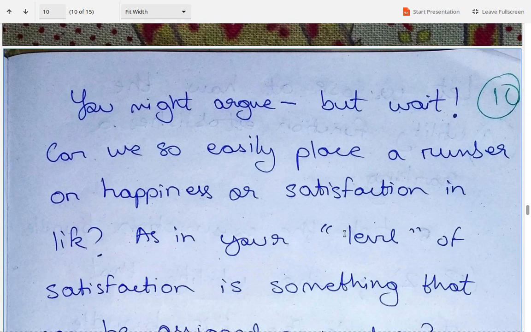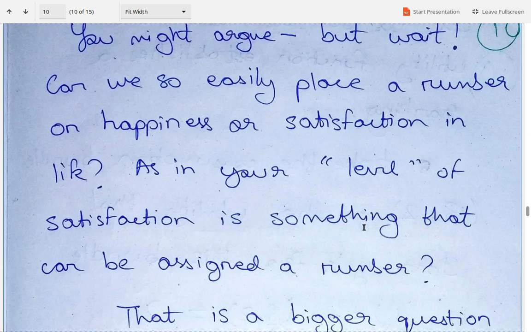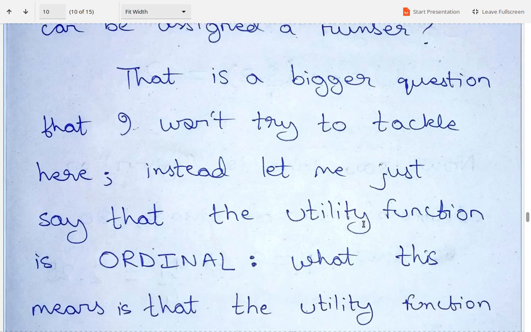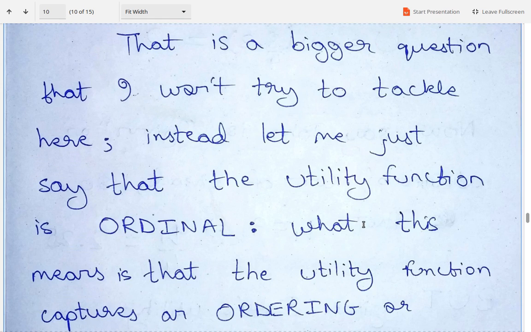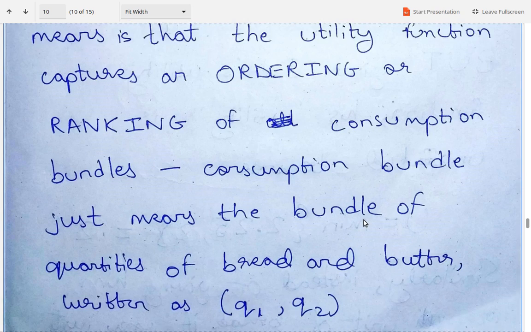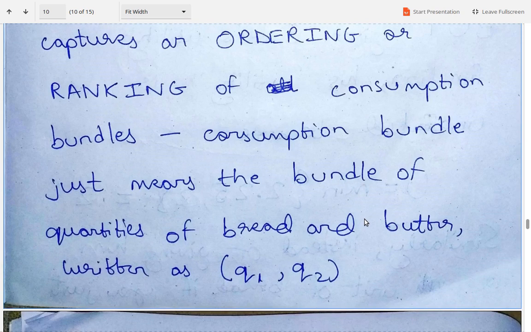You might argue, but wait, can we so easily place a number on happiness or satisfaction in life? As in, your level of satisfaction is something that can be assigned a number. That is a bigger question that I won't try to tackle here. Instead, let me just say that the utility function is ordinal rather than cardinal. What this means is that the utility function captures an ordering of consumption bundles.